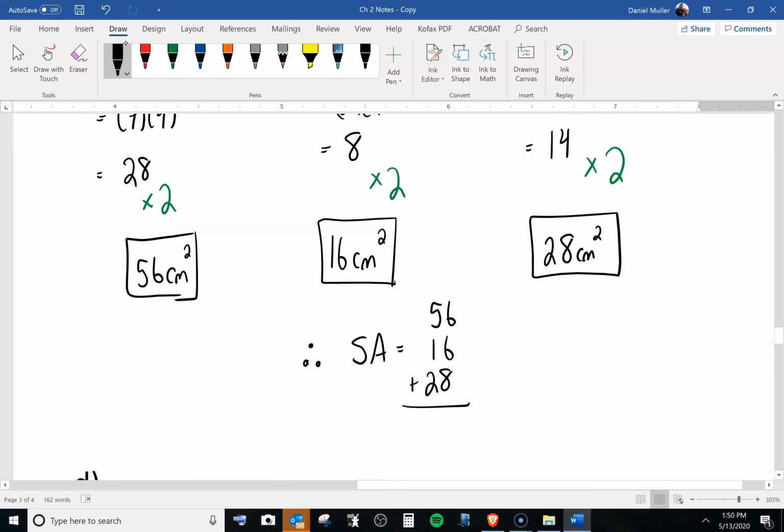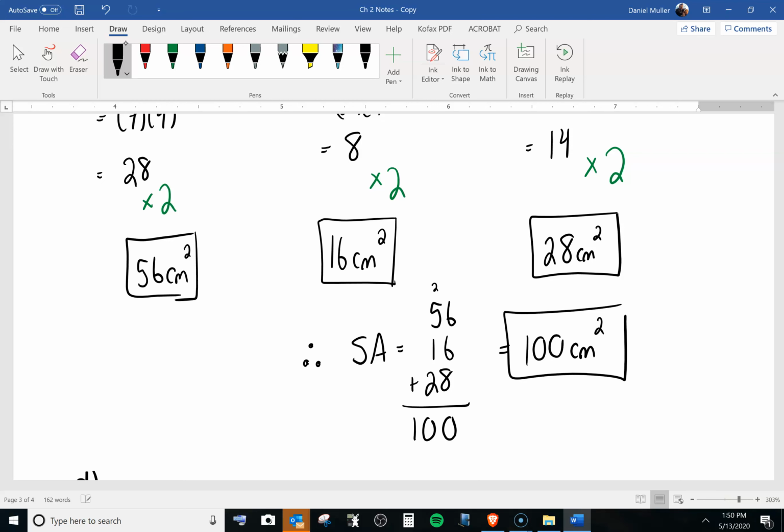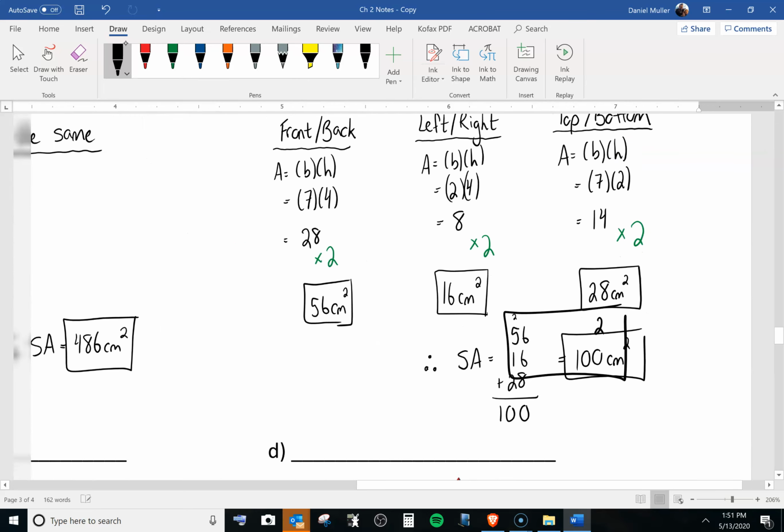So 6 plus 6 is 12. 12 plus 8 is 20. Carry the 2. 5, 6, 7, 8, 9, 10. Oh, really? 100? So there. So it equals 100. I'm going to put 100 centimeters squared. So again, we're just finding the area of all the sides.